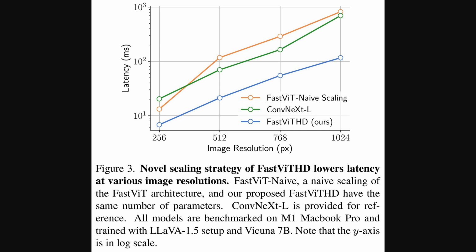What's really telling is that FastViTHD achieves this lower latency while having the same number of parameters, those internal model settings, as the naively scaled FastViT. This clearly shows FastViTHD's novel scaling strategy keeps that processing delay down effectively, even as the image resolution gets higher.